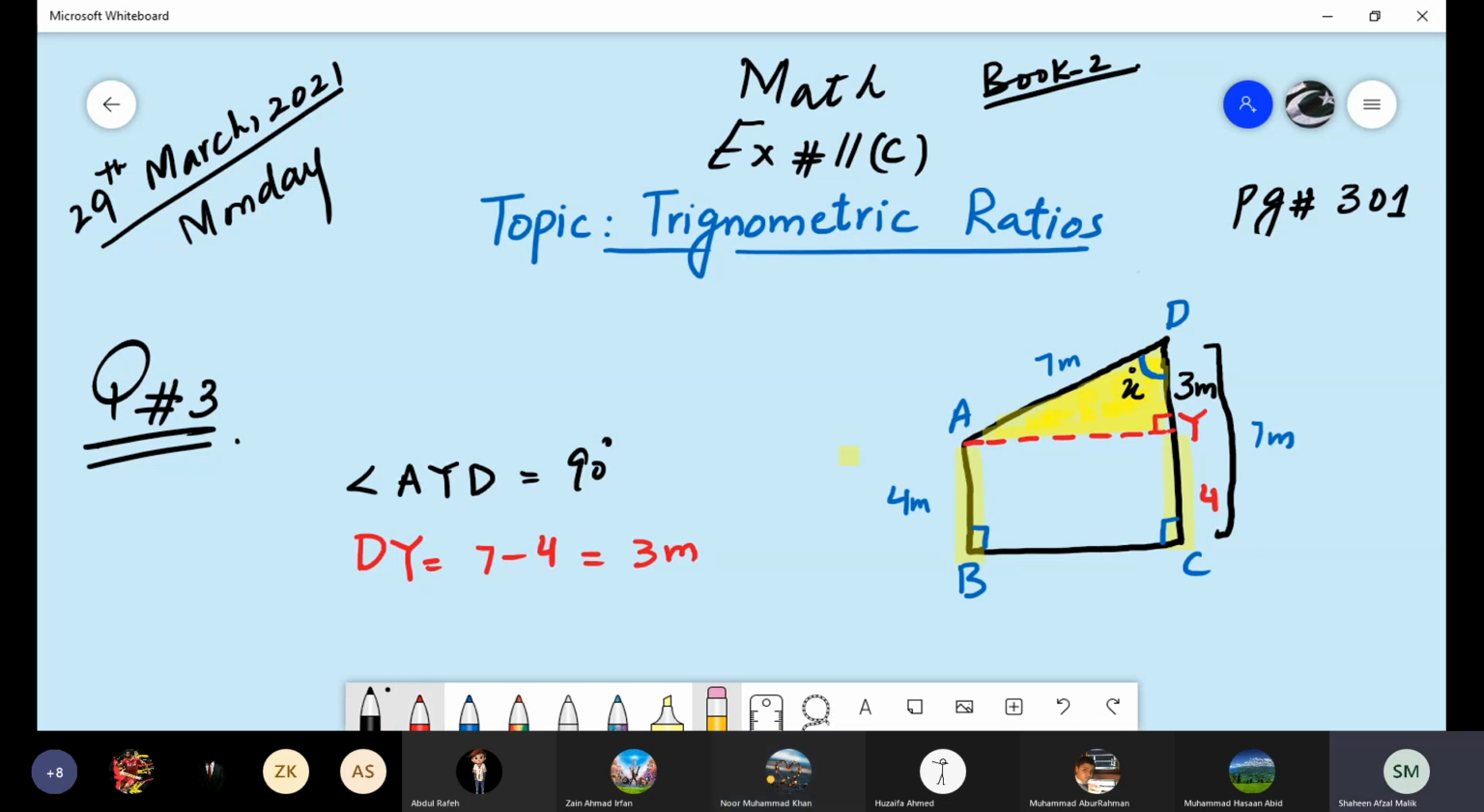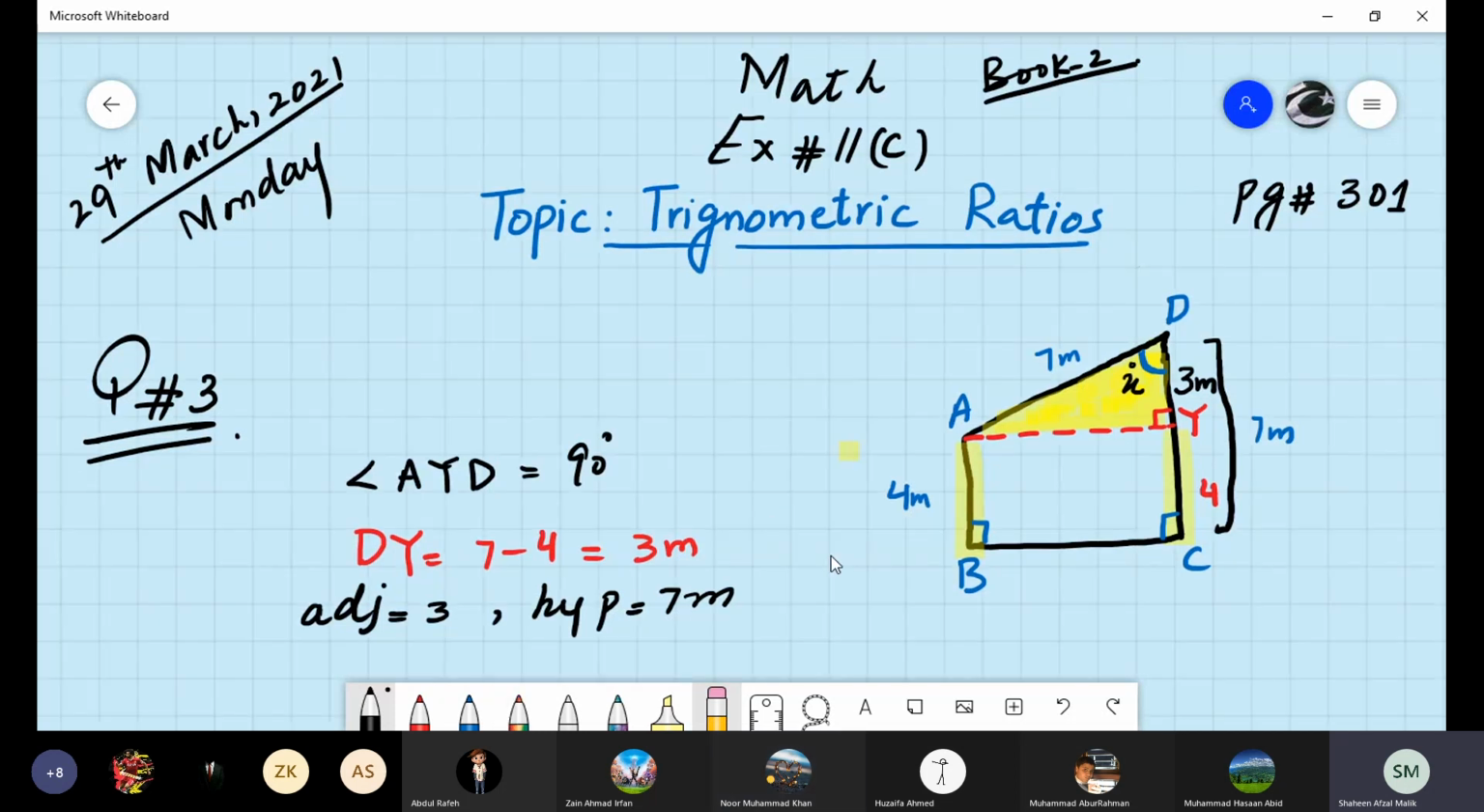Adjacent and hypotenuse, very good, well done. You have adjacent. What is adjacent? 3 meter. Adjacent is 3. What is hypotenuse? 7. Which trigonometric ratio are you going to use to find the missing angle?